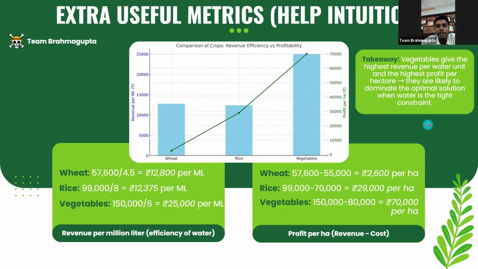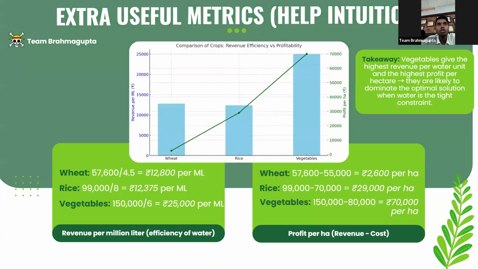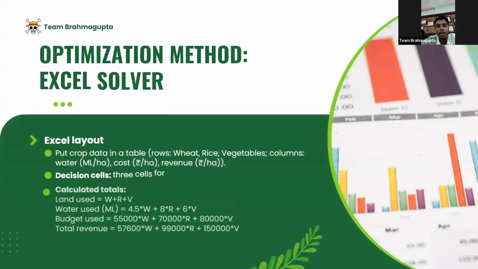So here is a takeaway: the vegetables are the highest revenue generators, and they use less water and generate high revenue. So we are using more hectares for vegetables.